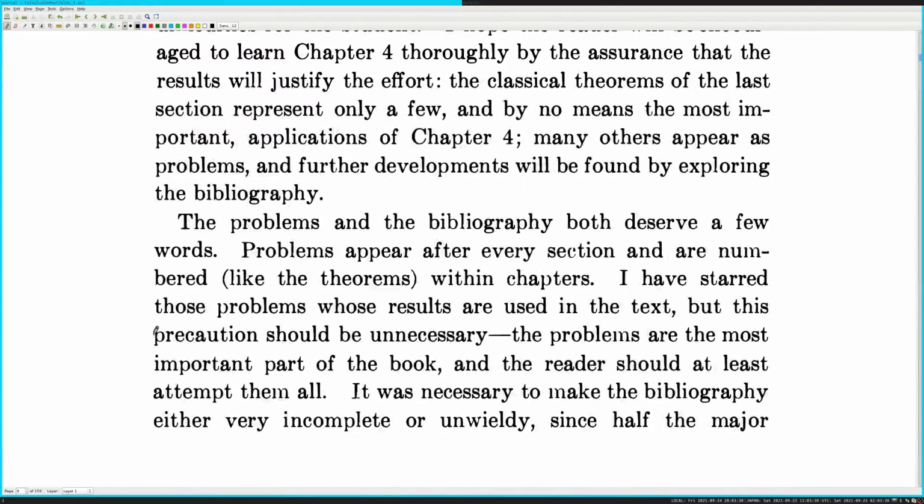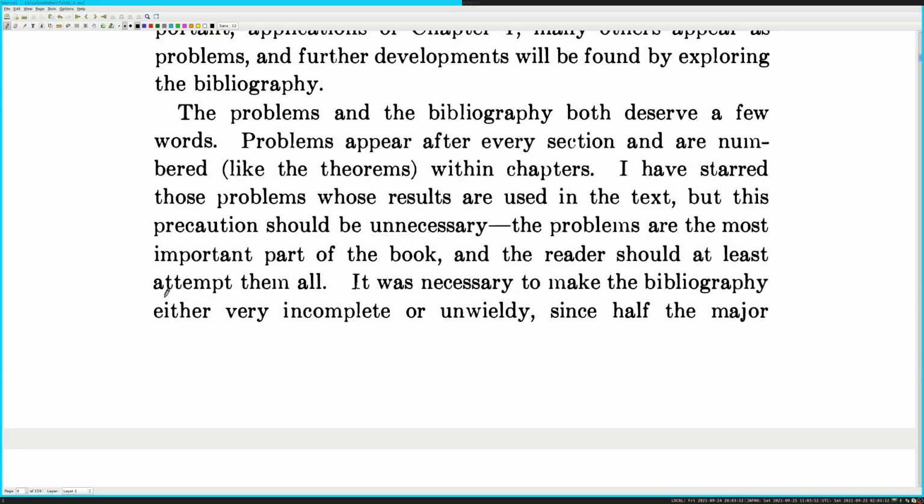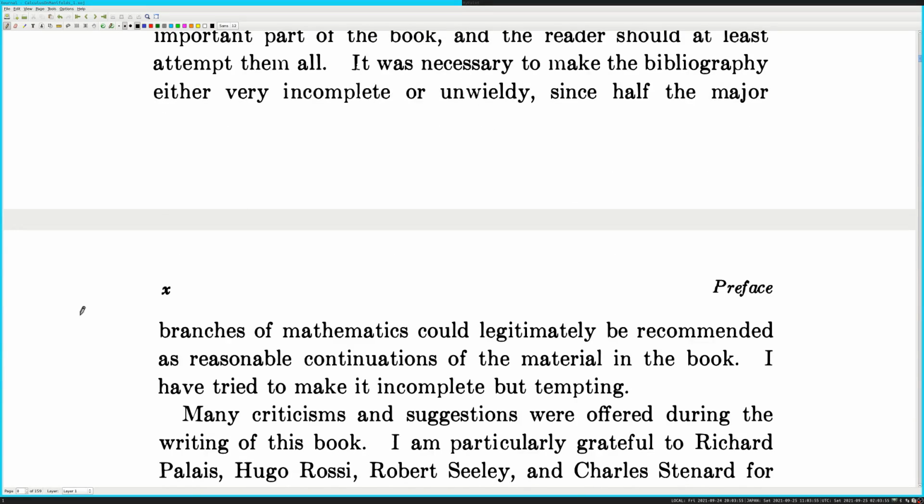The problems and the bibliography both deserve a few words. Problems appear after every section and are numbered like the theorems within chapters. I have starred those problems whose results are used in the text, but this precaution should be unnecessary. The problems are the most important part of the book, and the reader should at least attempt them all. It was necessary to make the bibliography either very complete or unwieldy, since half the major branches of mathematics could legitimately be recommended as reasonable continuations of the material in the book. That's why I was saying this is sort of the most fundamental ideas, the Stokes' theorem. I've tried to make it incomplete, but tempting.